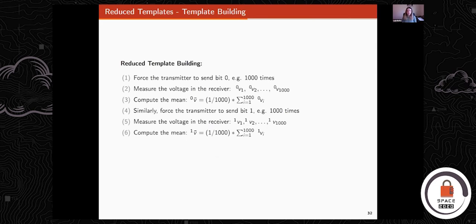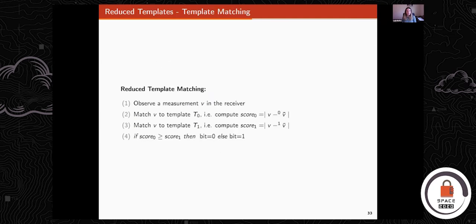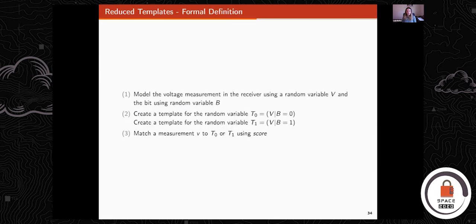So we could send the same bit 1,000 times, which is what we actually do with templates, and measure the voltage. And then by computing the mean of those 1,000 signals, we basically find the representation of this zero bit. And we can do the same for bit one and compute the mean. And then we have our two templates, right? T0 and T1. And then the simple procedure for matching is just, after observing a measurement, to compute these scores. And the one that gets a higher value will tell us if this bit was zero or one. Okay. So that's a very, very simple idea.